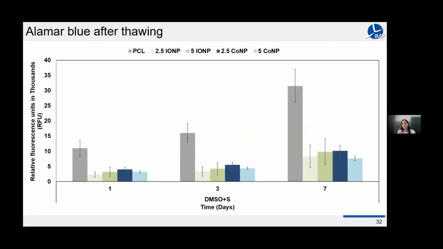The results of the metabolic activity after thawing show that the scaffolds without nanoparticles had better viability than the scaffolds with magnetic nanoparticles. However, we still need to perform experiments under a magnetic field, because that will prove whether the heating is improving with the presence of the magnetic nanoparticles in the scaffolds.